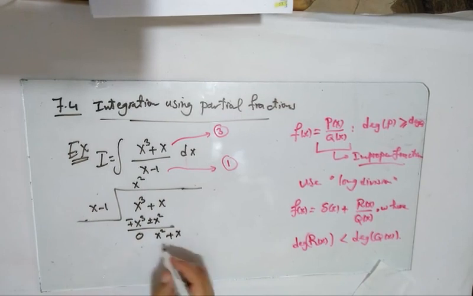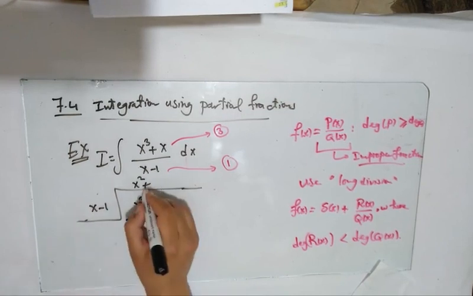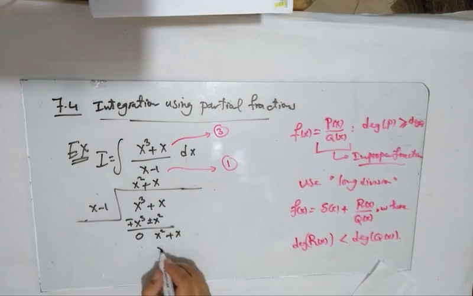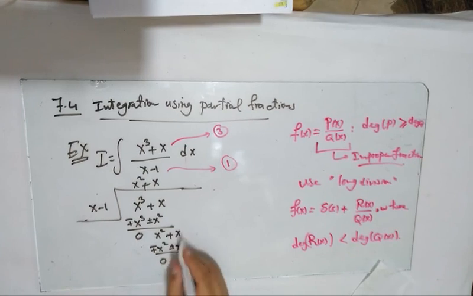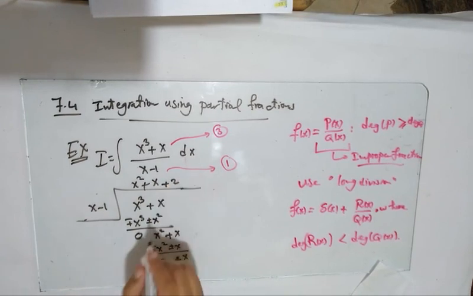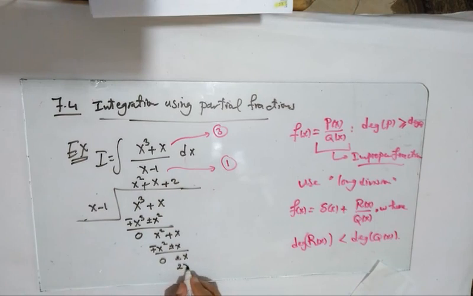And then you divide x squared by x, so here you will have plus x, and then multiply x by x minus 1, so you will have x squared minus x, and then again you change the sign and subtract, so you'll have 0, and here you'll have 2x. Finally, 2x over x gives plus 2, so 2 times x minus 1 will be 2x minus 2, and then again you change the sign, so you will have 0, and here the remainder will be 2.